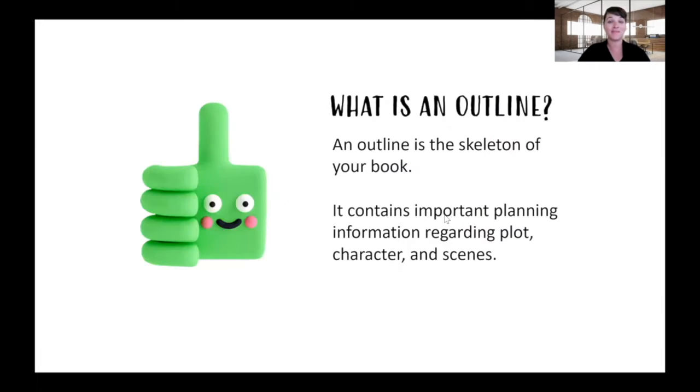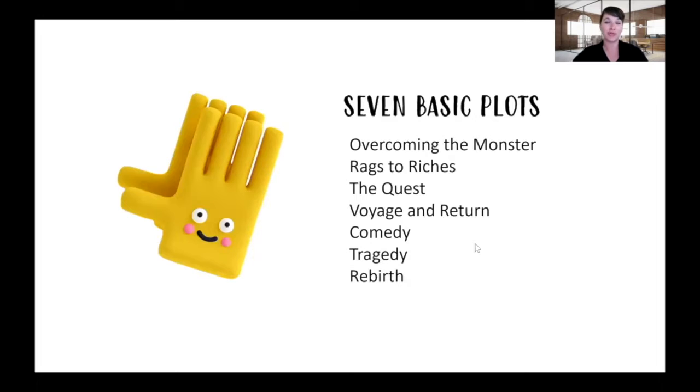So let's get started. What is an outline? An outline is the skeleton of your book. It contains important planning information regarding plot, character, and scenes. Outlining an entire book can feel overwhelming, but we're going to start small. Do you remember the 7 basic plots discussed in your creative author sessions? We're going to start there. Choose which plot is the best fit for your story. This will give you a basic roadmap for your outline. Basic means that it will change and evolve, and that's okay.